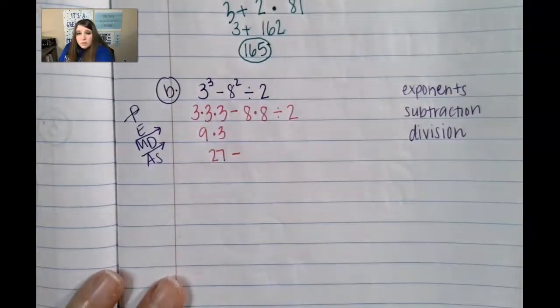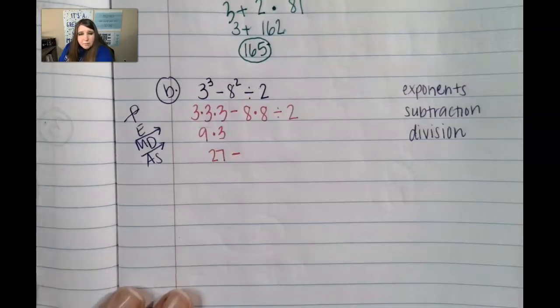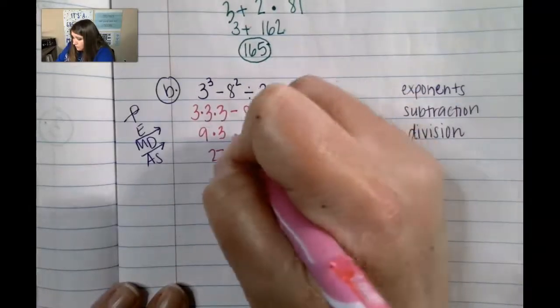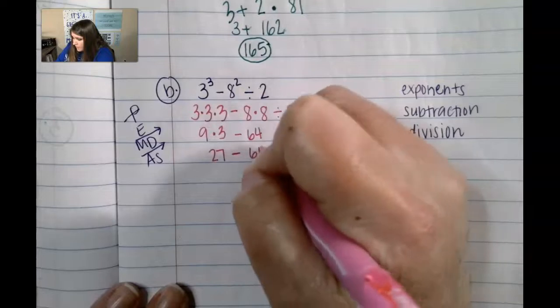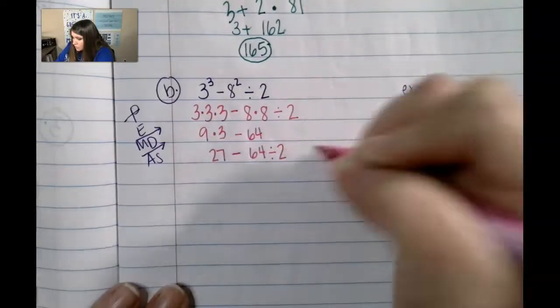It's really important that you organize your work. Remember when we did this at the start of the year, it kind of looked like a Dorito when we were finished, a big upside down triangle. That is kind of the shape that you're going for when you're organizing your work. And 8 times 8 is 64. So I'm going to drop that down, and then I need to drop down the rest of this problem, which is divided by 2.